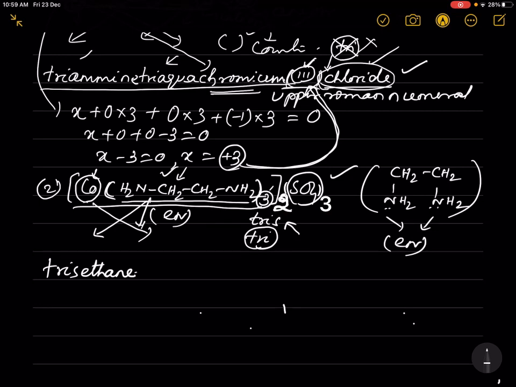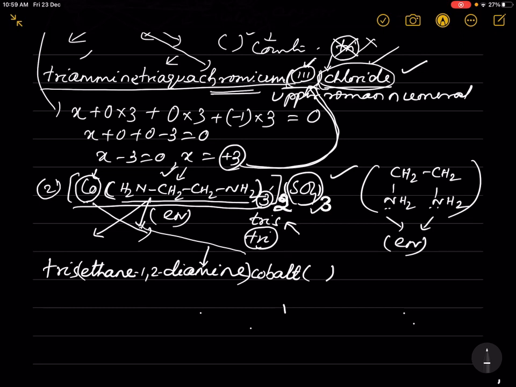ethane-1,2-diamine. You see here you have to write single M, and ethane-1,2-diamine should be written in bracket or parenthesis. Then there is no other ligand, so the central atom should be written cobalt. Then the oxidation number should be written as upper Roman numeral.